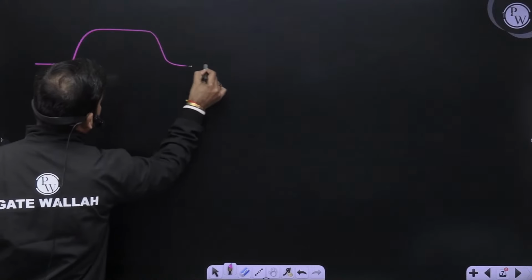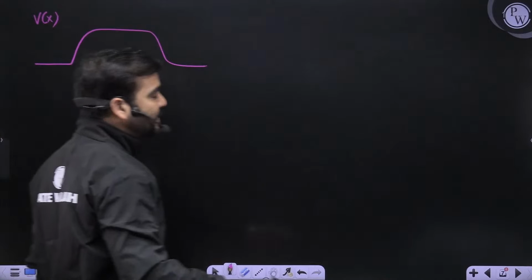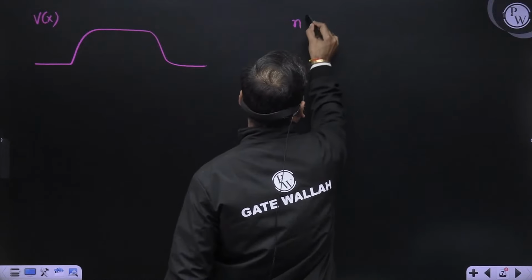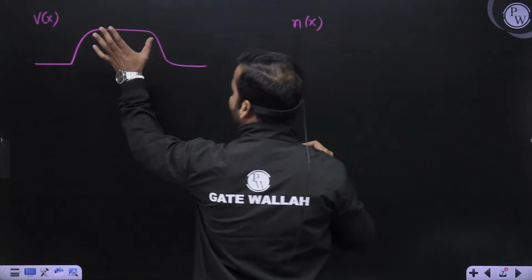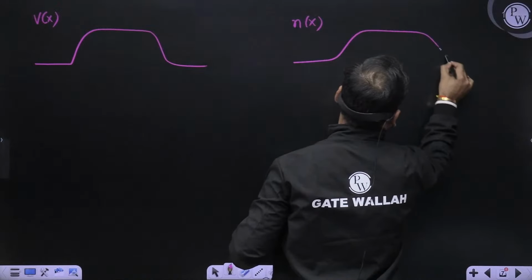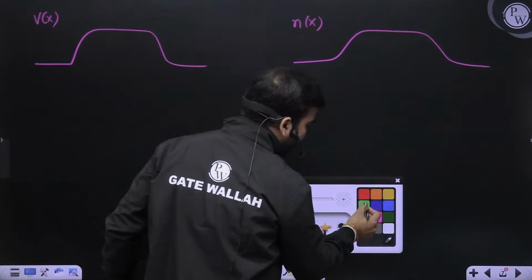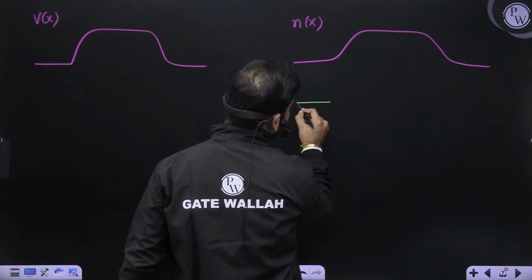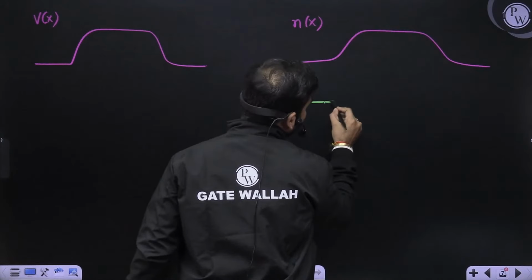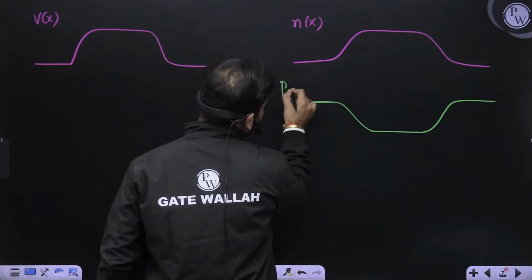If this is the potential plot V of x, then what is the plot of electron concentration? The electron concentration plot is very similar to this, just copy paste it like this. If this is the electron concentration plot, then what will be the plot for holes concentration? A replica of this. If electron concentration goes up, holes concentration goes down, like this. So this will be your holes concentration plot.